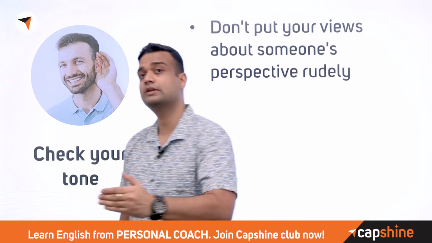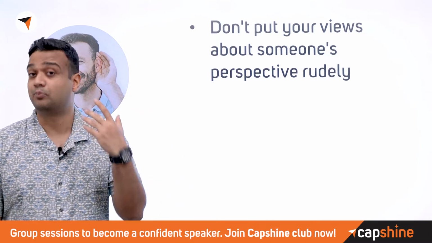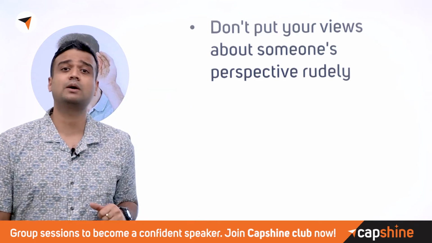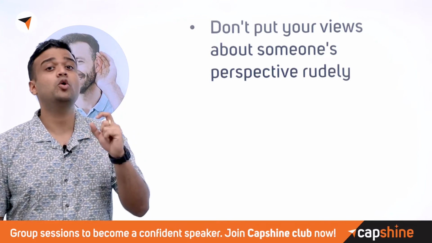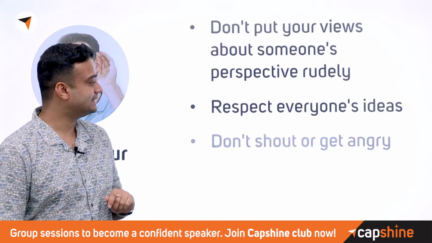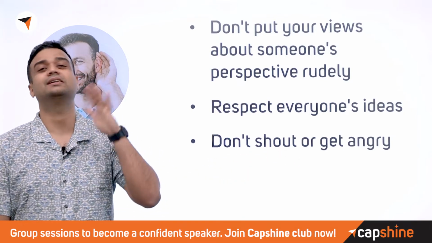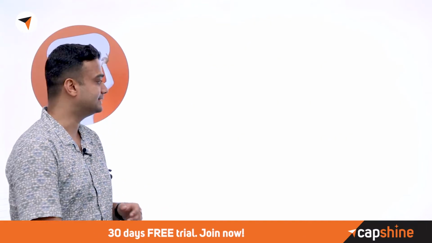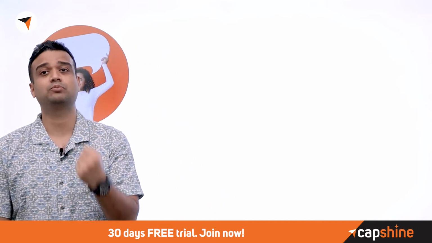Check your tone. When you do respond, when you do speak, make sure you're speaking in a way that is appropriate. For example, don't put your views about someone's perspective rudely. If you disagree with someone, use certain phrases which we'll talk about in a bit to cushion it. Don't be rude, don't be blunt, be polite. Respect everyone's ideas, don't shout or get angry. Have a level tone, do not get angry. By being frustrated, you're only reducing your chances of being selected. So how do you ensure that? How do you cushion your tone? How do you say things in a polite way?